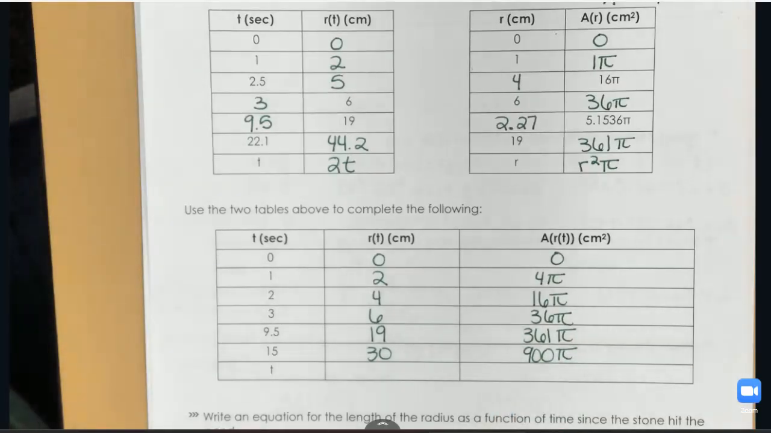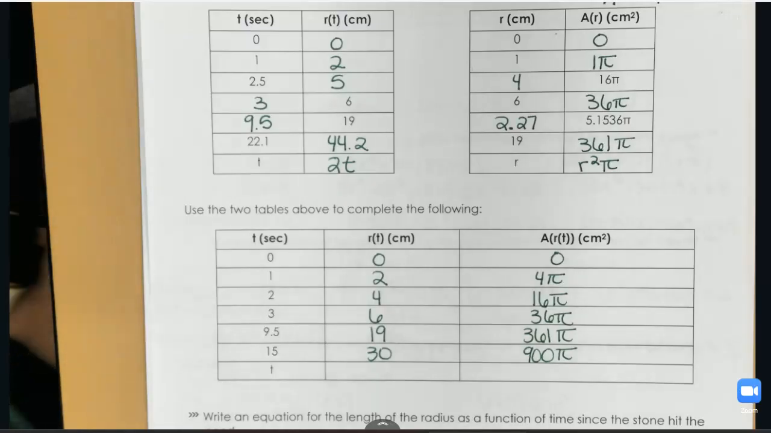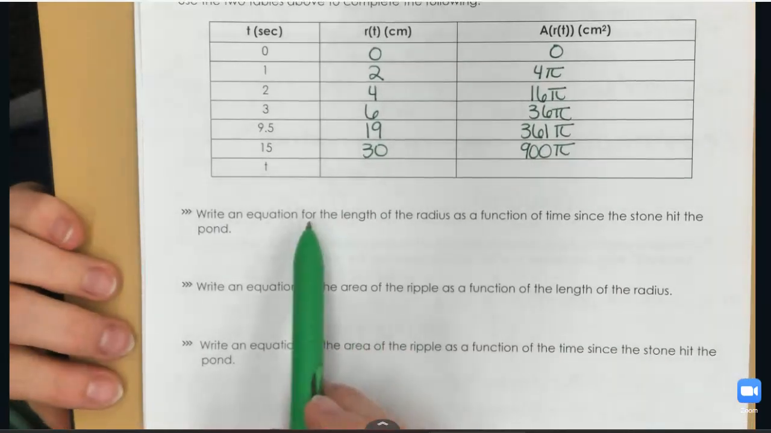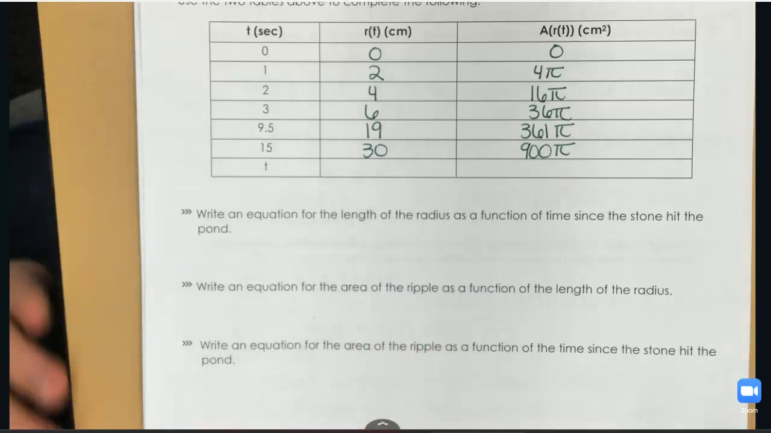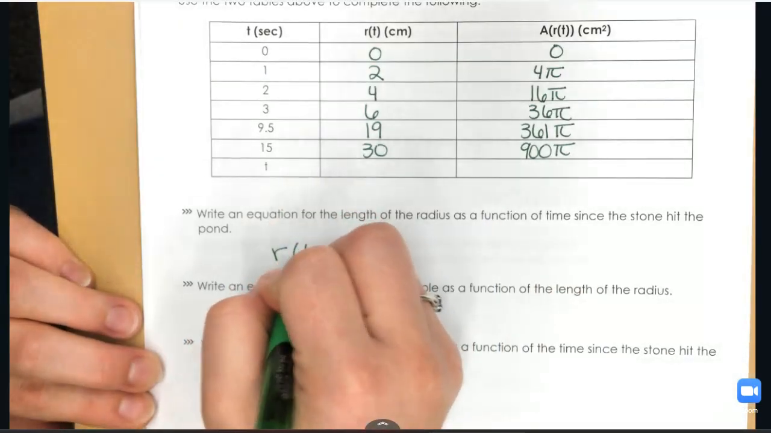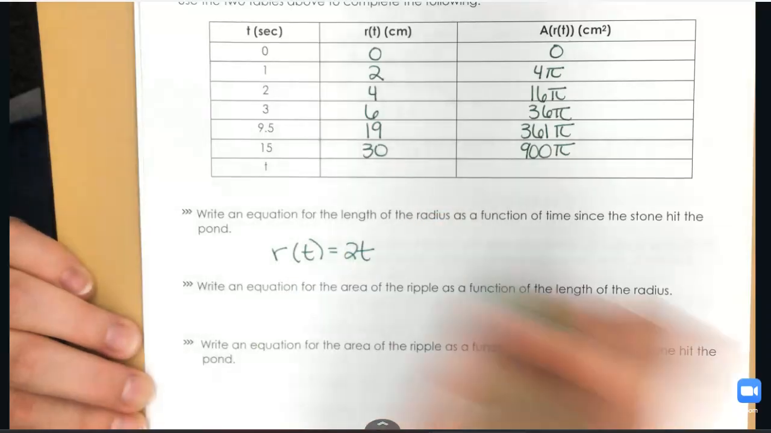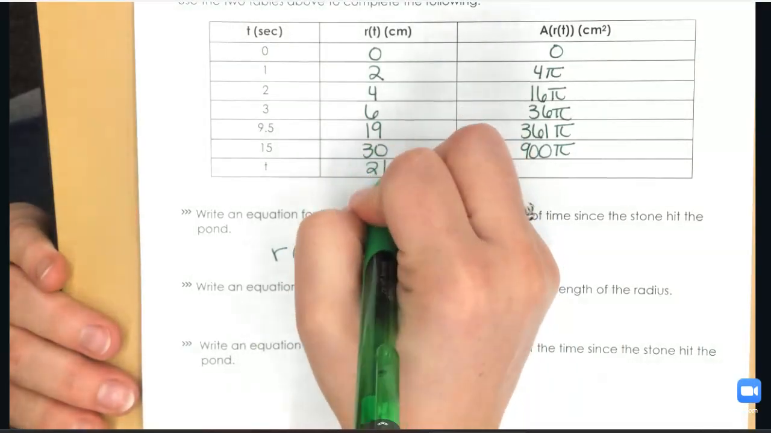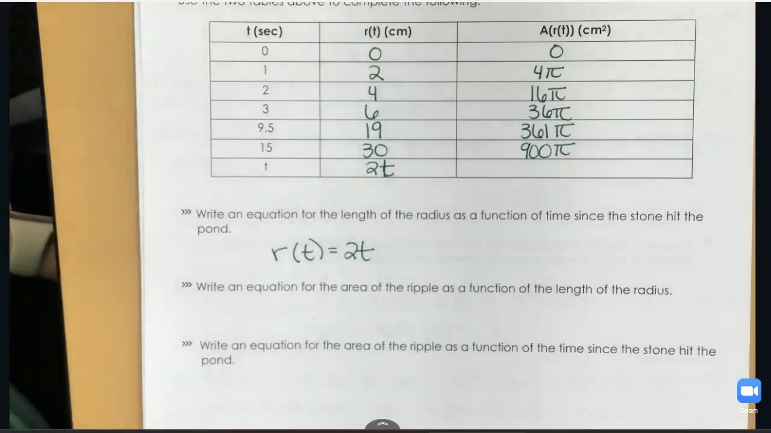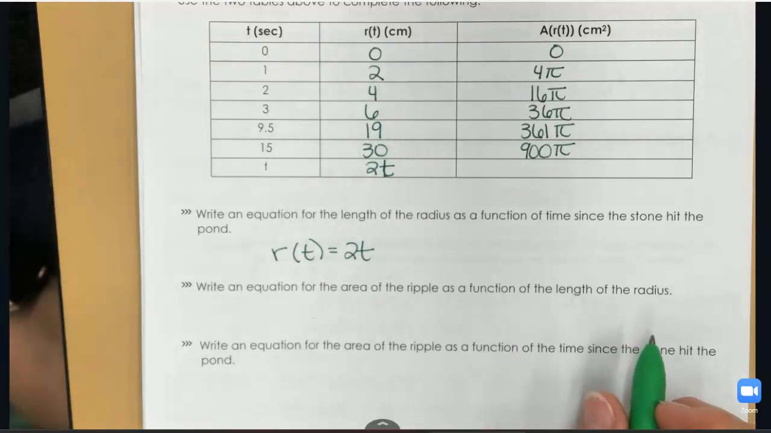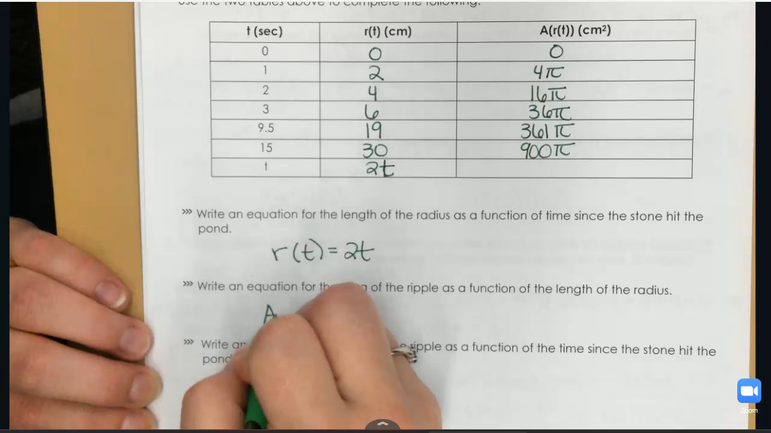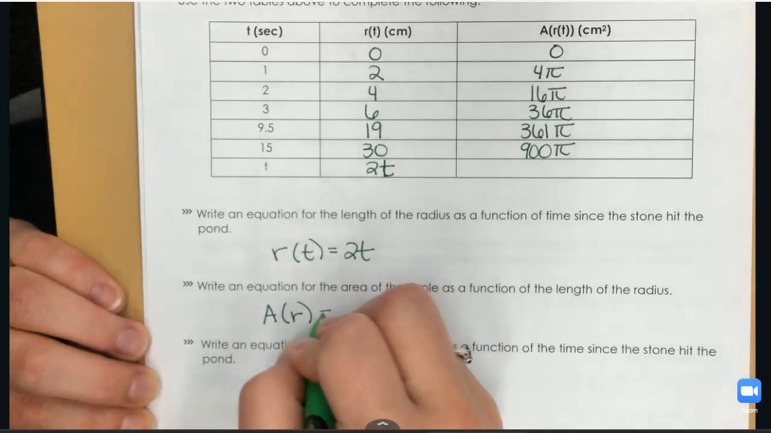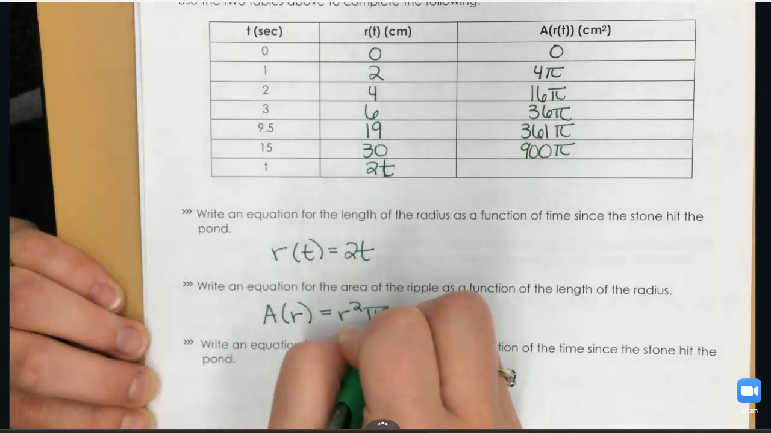So everything I have done at this point to go from time to area required me to do two calculations. I had to calculate the radius, and then I had to calculate the area. So if we're looking down here, the equation for the length of the radius as a function of time, we already have that. That's our r of t function, 2t, right? We have that here. Write an equation for the area of the ripple as a function of the length of the radius. We already have that as well. A of r, our radius, is r squared times pi.